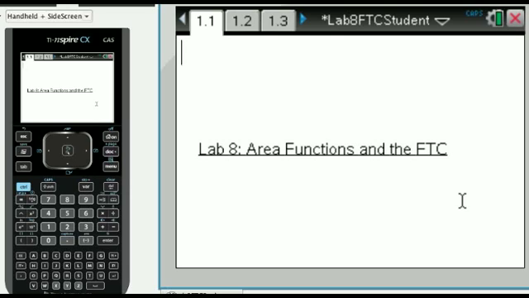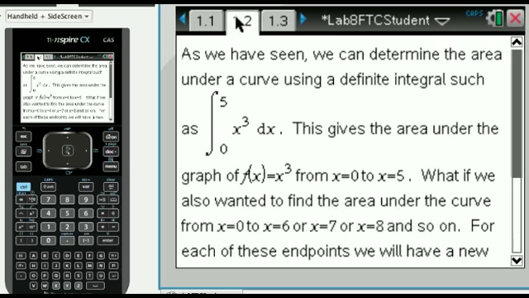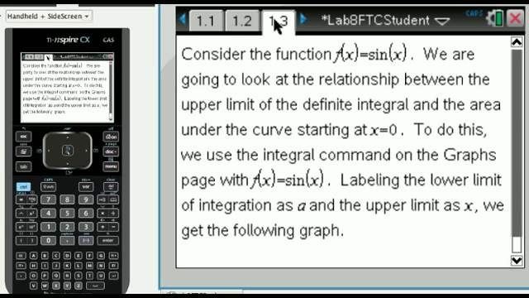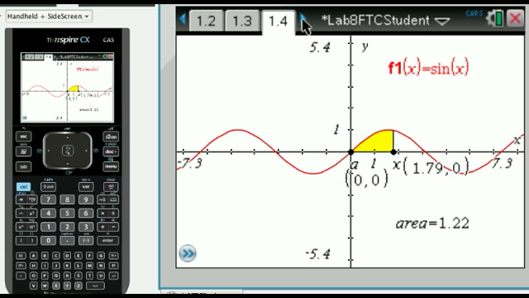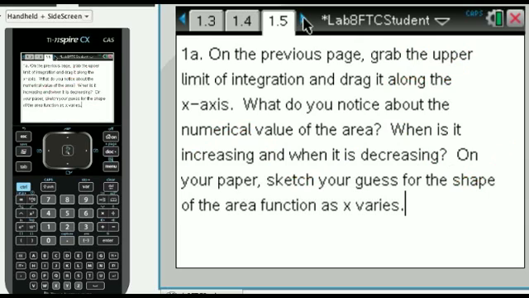This lab explores the activity that involves the area functions and fundamental theorem of calculus. Students at the beginning are asked to consider what happens when you have an area compiling function, where you look at compiling the area from a starting point to various endpoints when we look at the integral. So the first main question asks them to consider the situation, and we have a graph that enables them to do that.